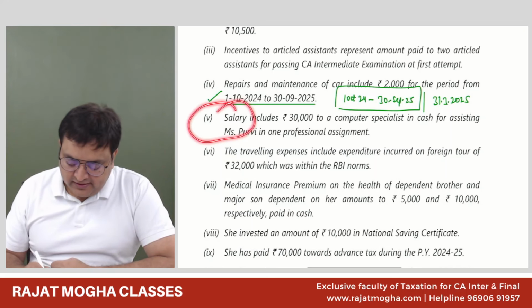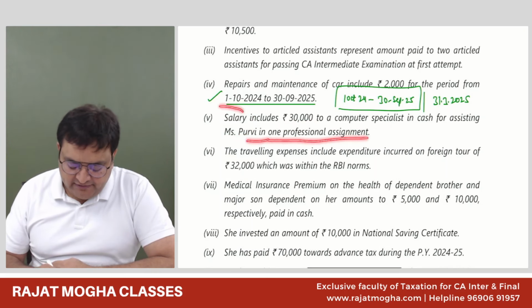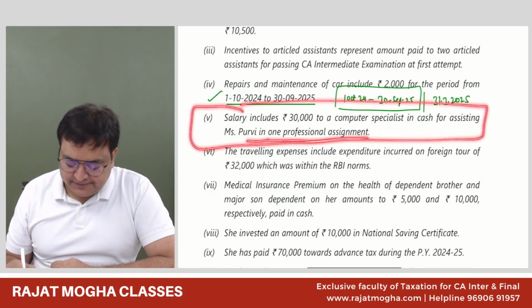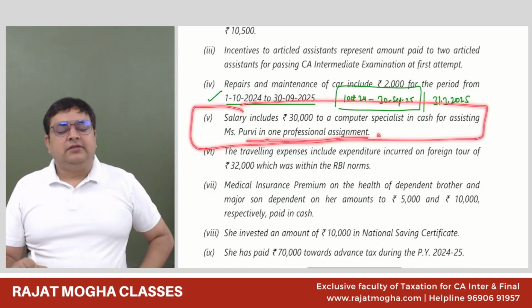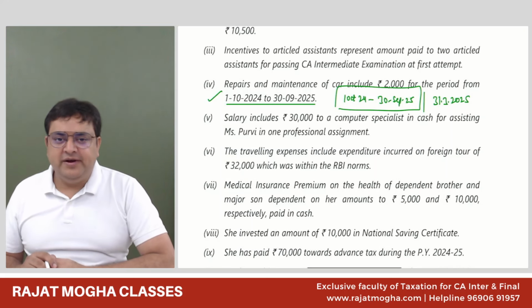Fifth, salary includes 30,000 to computer specialist in cash for assisting Purvi in one professional assignment. I believe that you know what you should do of this. Cash paid more than 10,000. So 30,000 is paid here, so it will be disallowed.